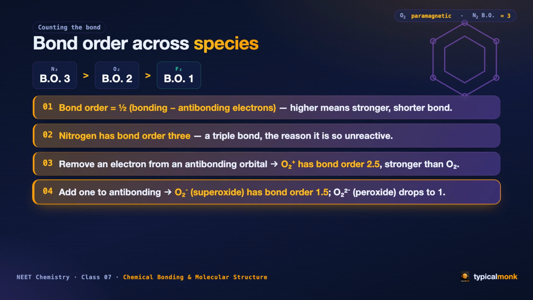Go the other way, add an electron into an antibonding orbital. The superoxide ion, oxygen minus, drops to bond order 1.5. Add 2 and peroxide, oxygen 2 minus, falls all the way to bond order 1. Antibonding electrons always weaken the bond.